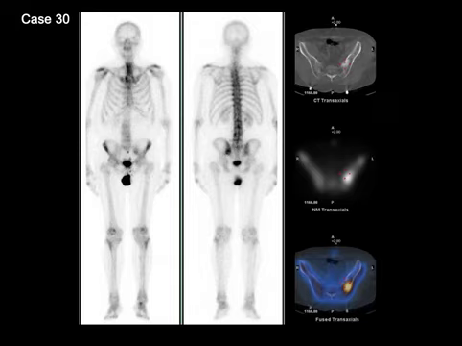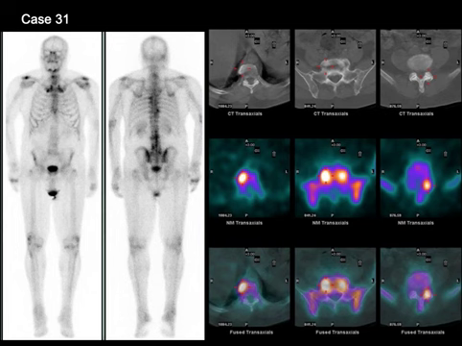Case number 30 shows utility of doing a SPECT CT. Here on a whole body bone scan, the only focus of increased uptake is this asymmetric increased uptake in the left SI joint compared to the right. When we did a SPECT CT, we found an osteoblastic focus in the left ilium, seen right here on the fused SPECT CT image.